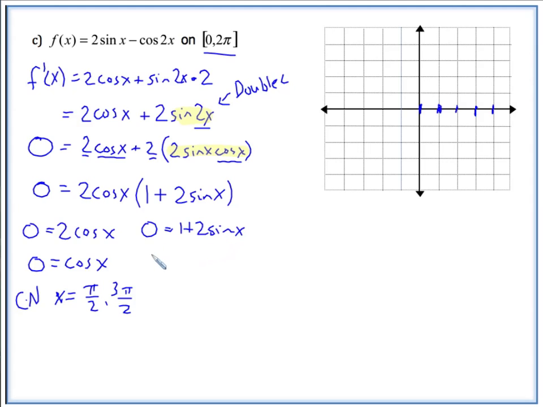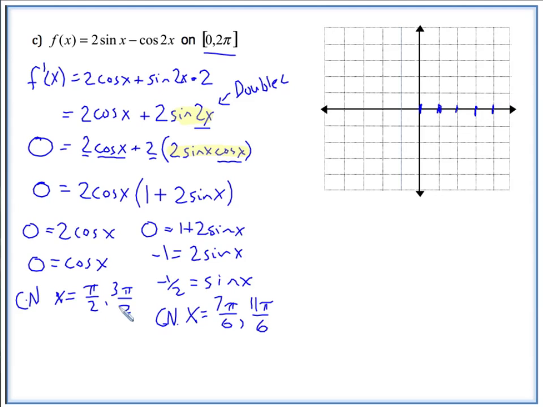We'll subtract 1 over. So minus 1 equals 2 sine x. Then we'll divide by 2. So negative 1/2 equals sine x. So where does sine x equal negative 1/2? Again, check out that unit circle. It's actually going to happen at 7 pi over 6 and 11 pi over 6. And since these are also in the domain, we call this a critical number.